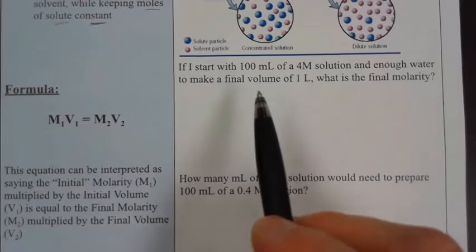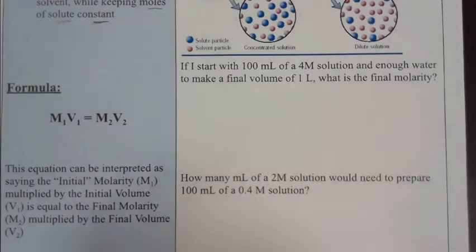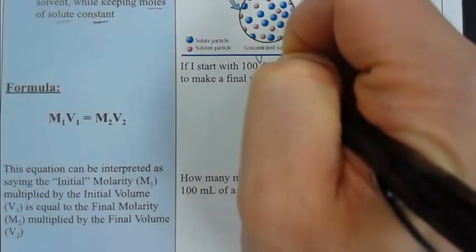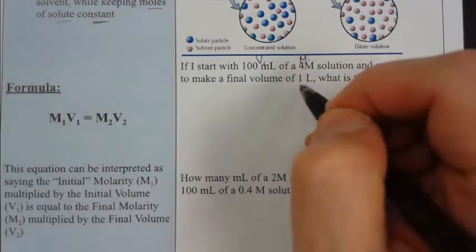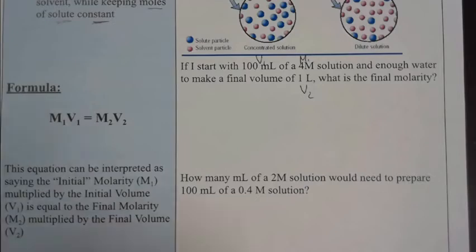All right, so if I start with 100 milliliters of a 4 molar solution, so we've got V1 and M1, and then add enough water to make a final volume, V2, what is the final molarity, M2?